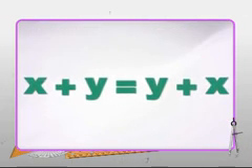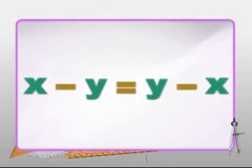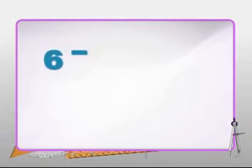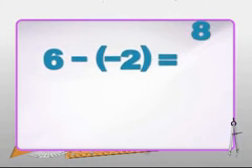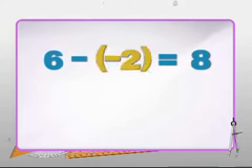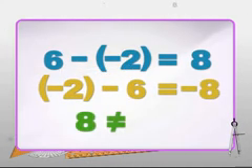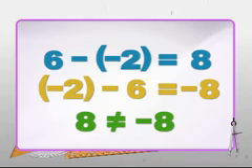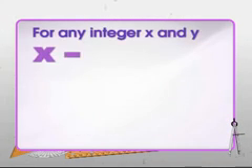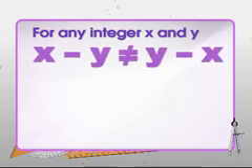Does this commutative property hold true in case of subtraction as well? Let's see through an example. 6 minus minus 2 is 8. Whereas minus 2 minus 6 is minus 8. We see that changing the order changes the answer. Hence, subtraction of integers is not commutative. Which means in general, for any two integers x and y, x minus y is not equal to y minus x.